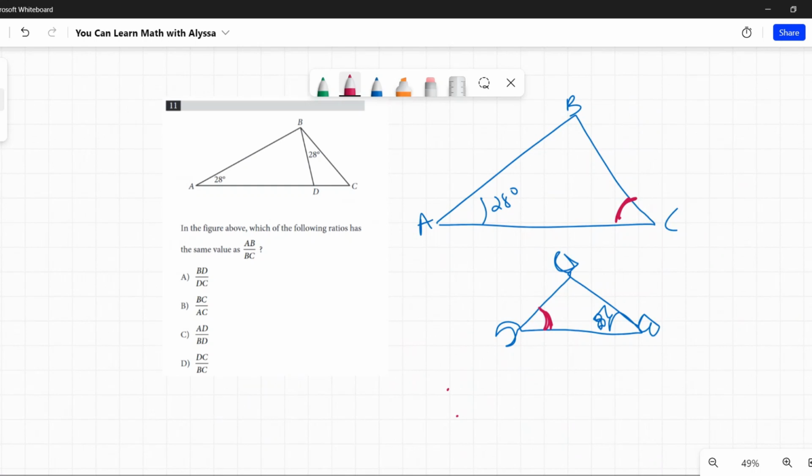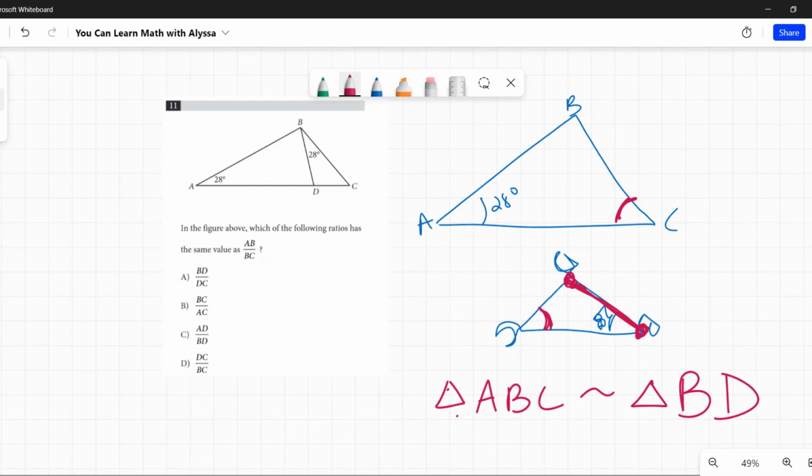So up here on top, I have triangle ABC. Now look, I'm starting at that 28 degree angle. I'm going to the angle I don't know, and I'm ending at angle C. So I'm going to do that same thing over here on this smaller triangle. All right, so I'm starting with the 28 degrees, which is angle B. I'm going to the angle I don't know, which is angle D.